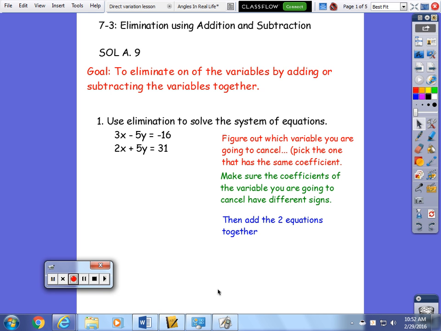Okay, today's lesson is again SOL 8.9, and it's another way to solve a system of equations, and this is by elimination. In some ways, this is the most useful method, although you use substitution in this method also. So let's go ahead and look at this.